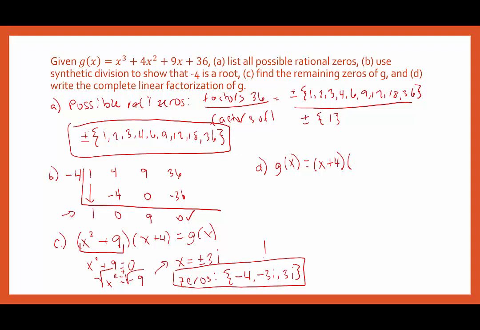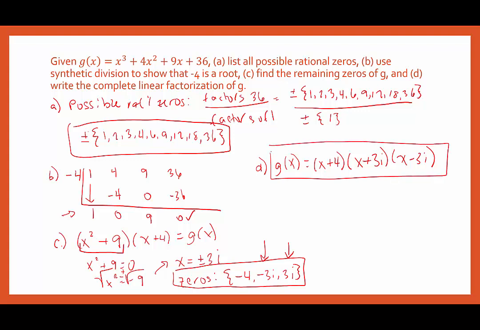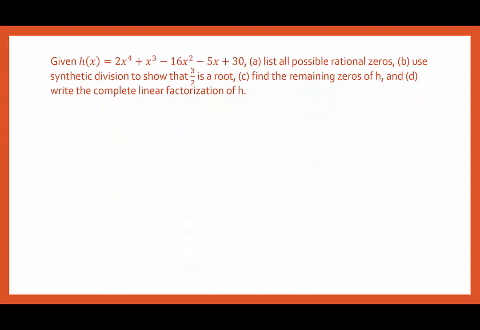And then if we're going to turn that into a factor, that would be x plus 3i. And if we're going to turn this into a factor, it would be x minus 3i. So we have our 3 factors, which is what we should have. We should have exactly 3 factors, and we do, and every factor has a degree of 1.